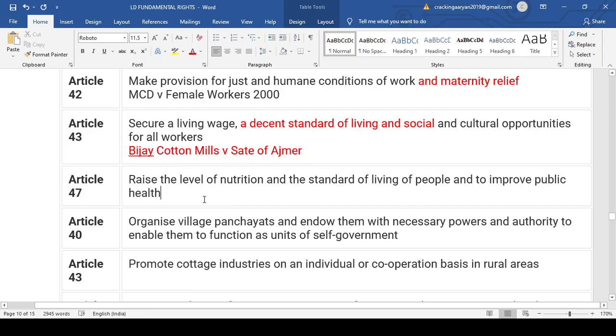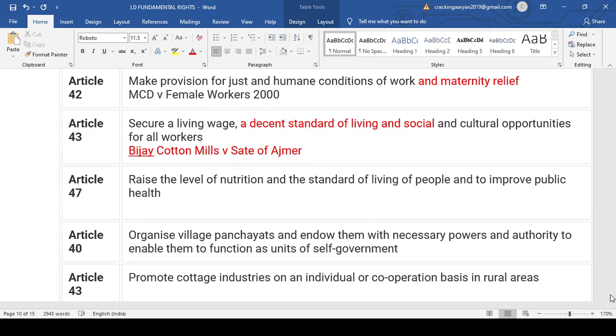So, it is the duty of the state to raise the level of nutrition. It should be the primary duty of the state to make sure that the standard of living of the people is maintained.